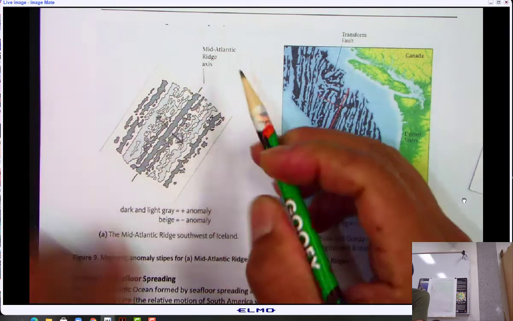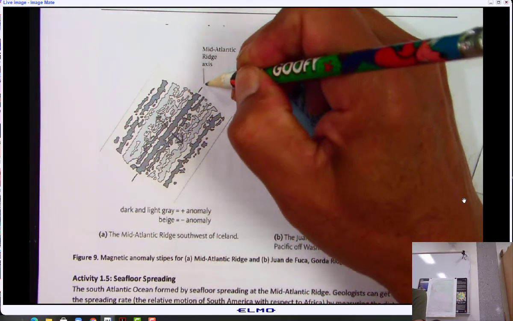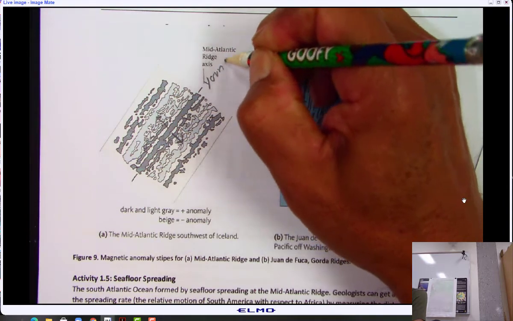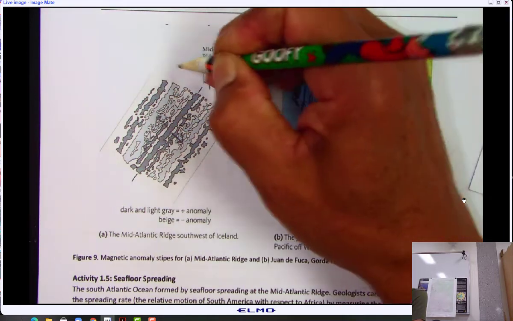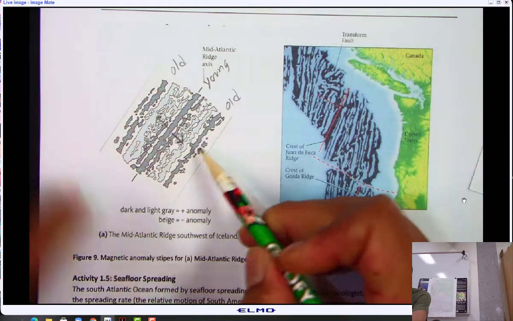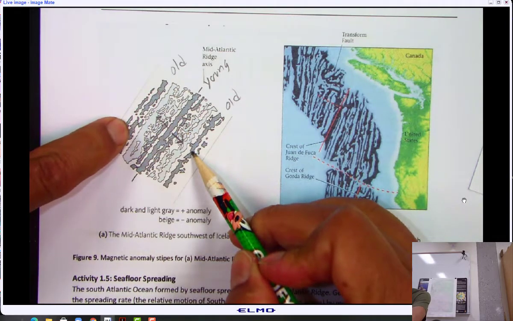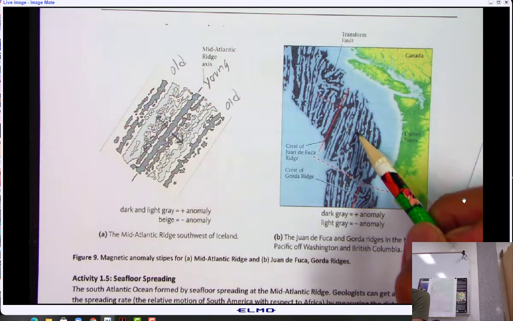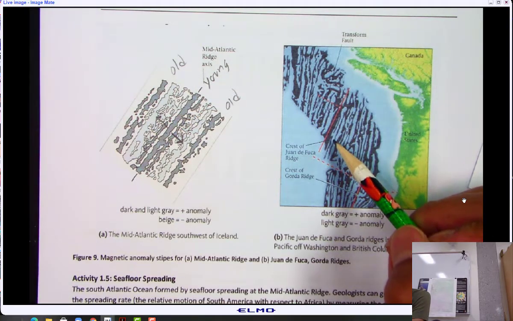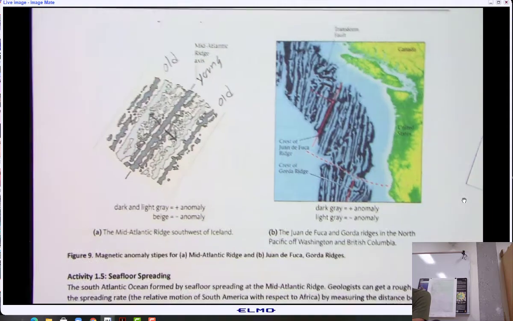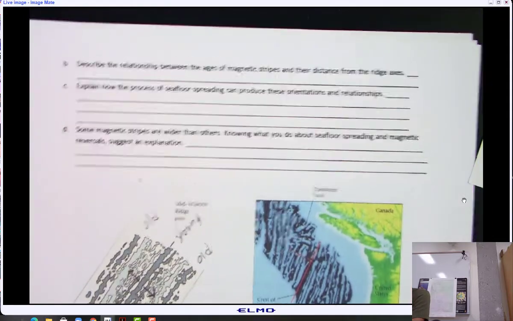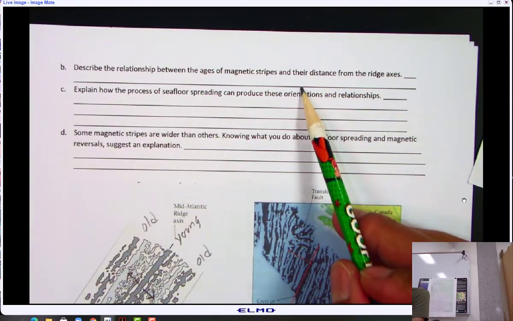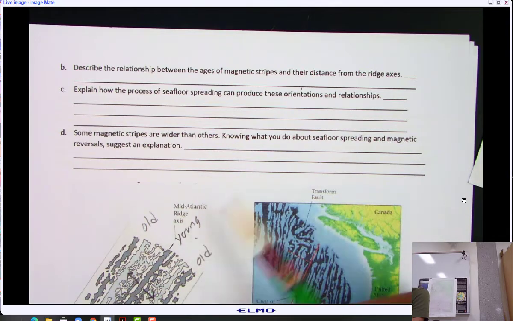And obviously, for mid-oceanic ridges, it's young here and it's old farther away. So these two darker stripes are the same age and they used to be here and have since moved to their current position. Same thing can be said with the Juan de Fuca Ridge out here off of Canada. Now, they're also talking about describing the relationship between ages. Oh yeah, I just did it right here. Explain how the process produces them.